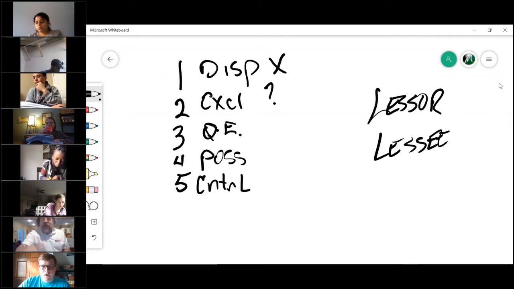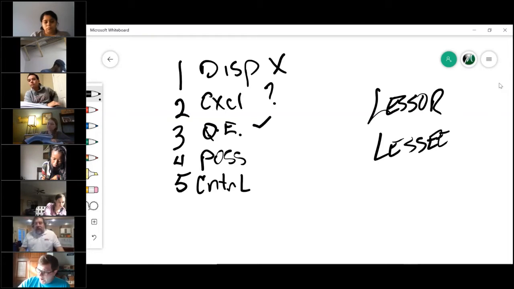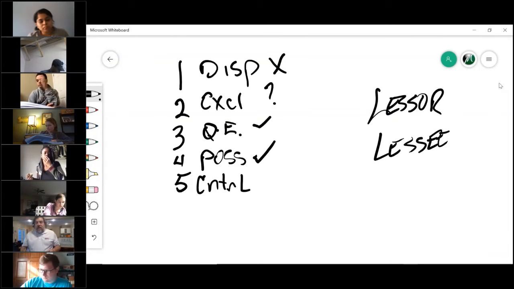Quiet enjoyment, yes. They have the right to be left alone and enjoy the property to its fullest extent. We are transferring that. Are we transferring possession? Most assuredly, that's the one they really want, to be able to live in the house, because that's the whole purpose of this conveyance anyway, to give someone a place to live. So now the question is, do we transfer control to them?